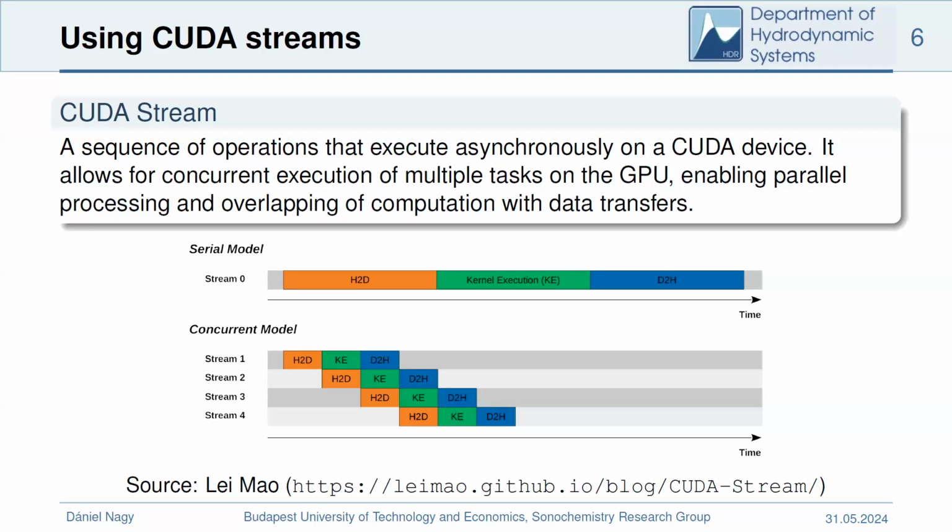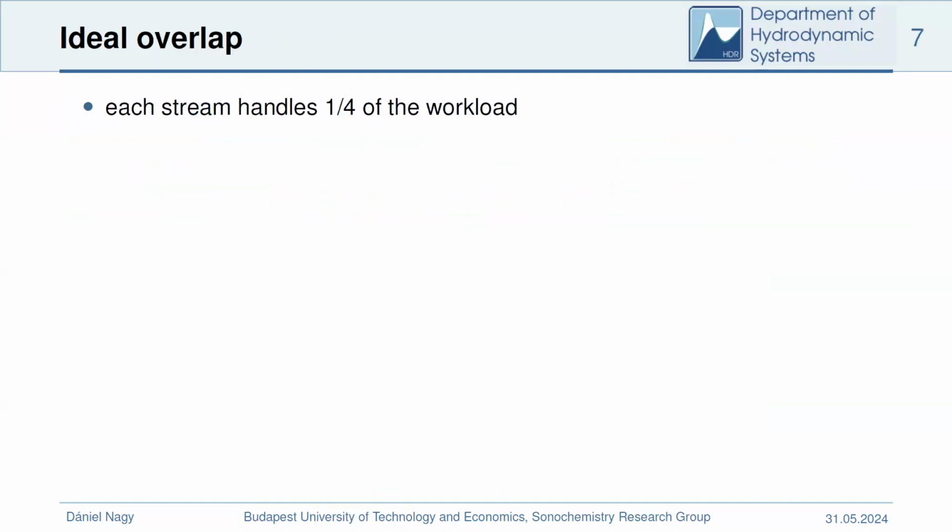Well, in this work, the idea is to overlap the GPU and the CPU calculation, and also the memory operations. For this, I'm going to use CUDA streams. A CUDA stream is a sequence of operations that execute asynchronously, and basically with that, we can concurrently execute multiple tasks and also hide the memory operations. So the host to device and the device to host memory operations can be done simultaneously.